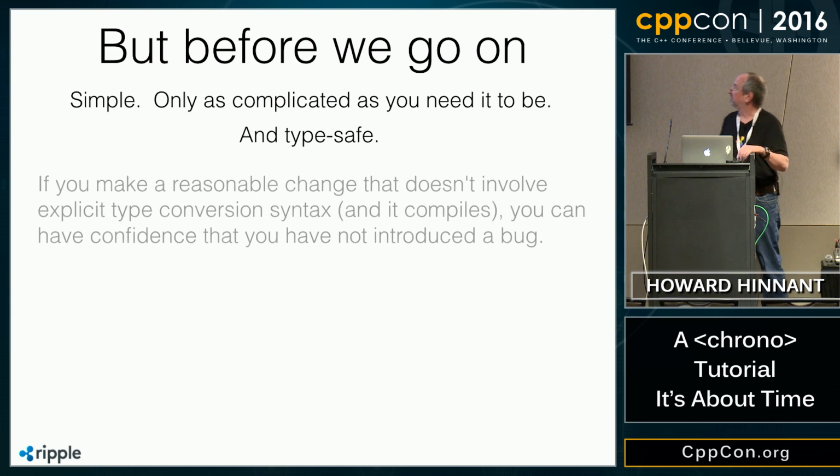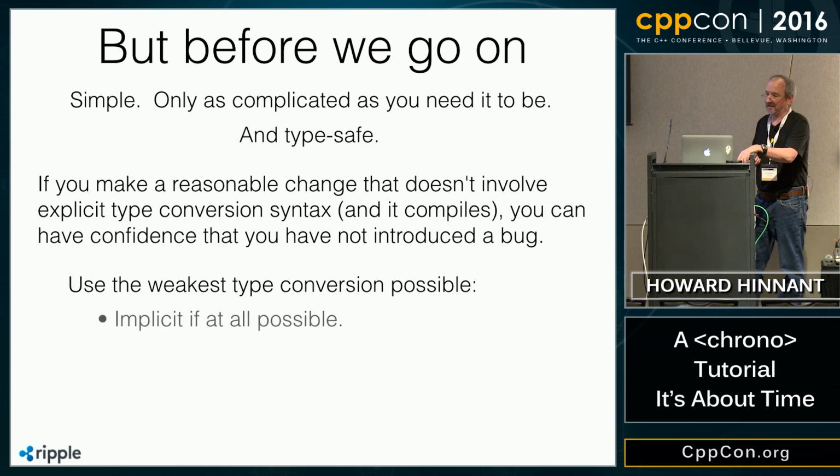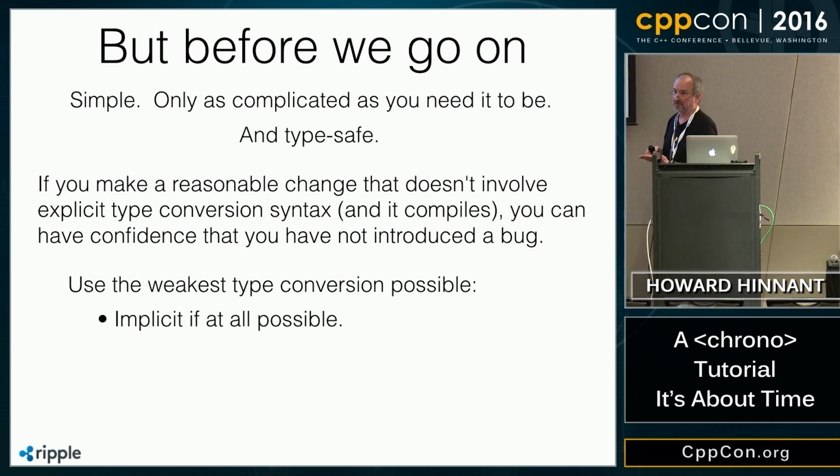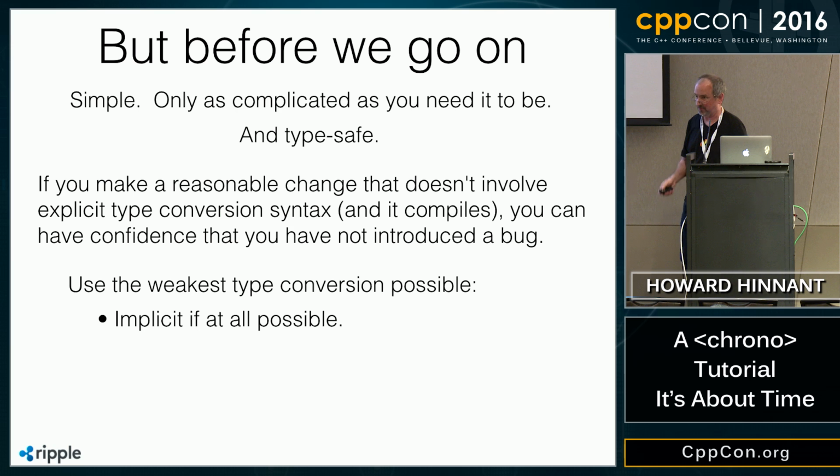So if you make a change in your million-line code, and it's a reasonable change that doesn't involve an explicit conversion or dot count, and if you are only using implicit conversions, you can have some confidence that you haven't introduced a bug in your code, because chrono will catch silly bugs that you might have made otherwise. So in all of your conversions, use the weakest type conversion that you can.